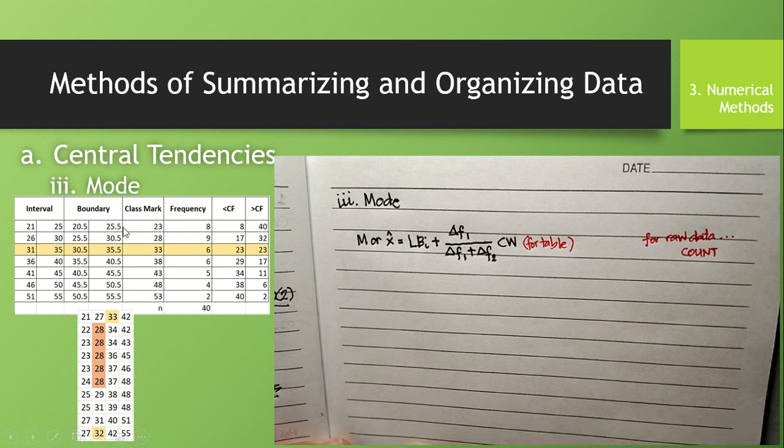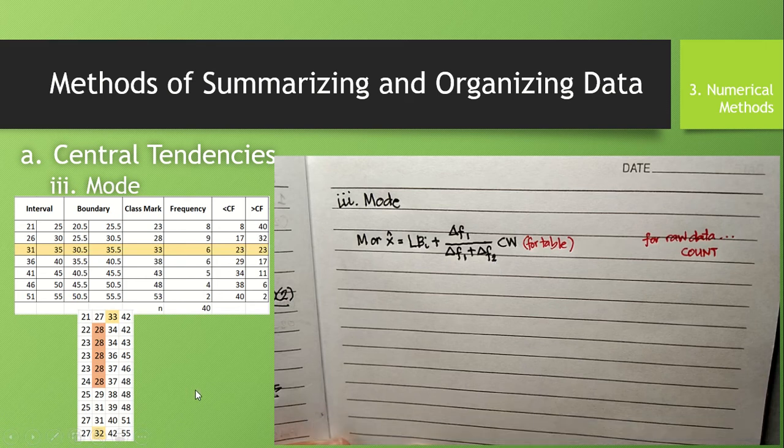In grouped data, we will use this equation. Now that's LB sub i, the lower class boundary of the modal class. Then the difference of the frequency of the modal class subtracted by the frequency of the next class interval. That's your delta f sub 1, your delta f sub 2.